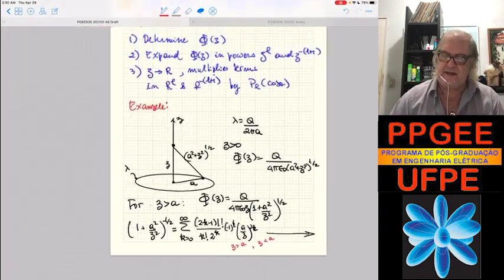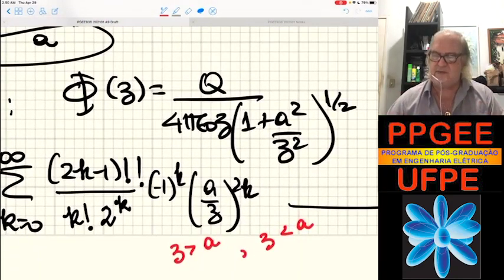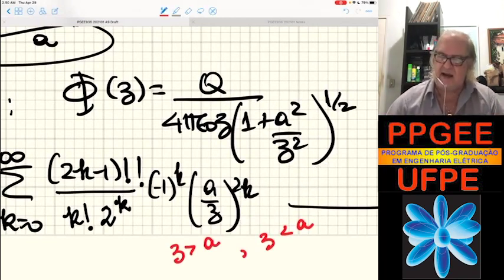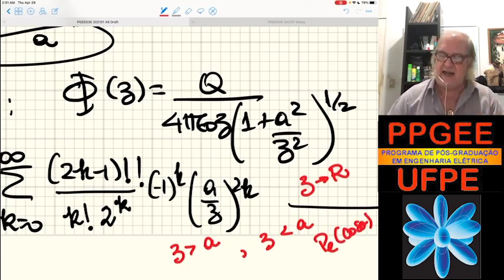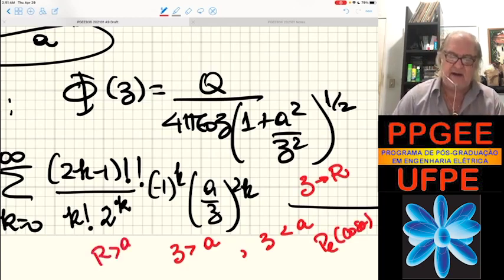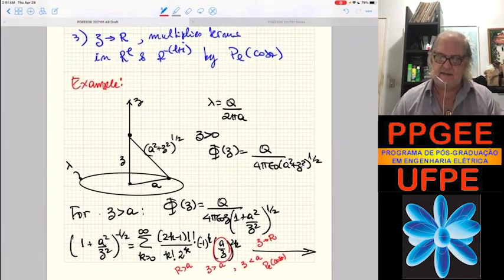So we made the expansion. Now, what do we do now? The next step is to replace z by r, right? And attach a P_L cosine theta to the solution. So we're going to have a solution valid for any r larger than a, right? For now, r larger than a, because here a is in the numerator, z in the denominator. Oh, that's just the expansion, right?